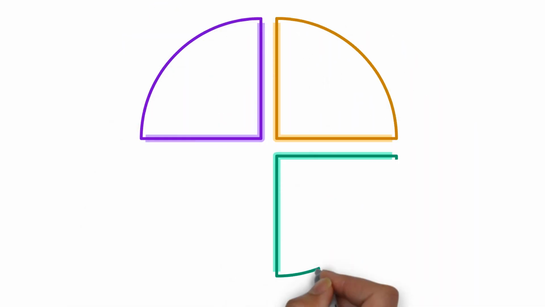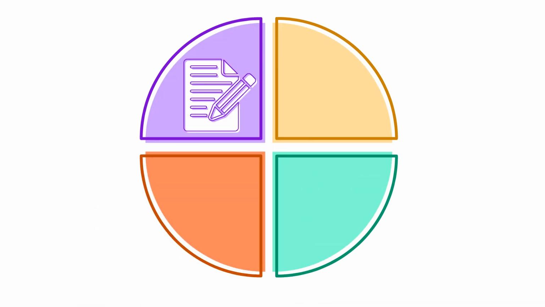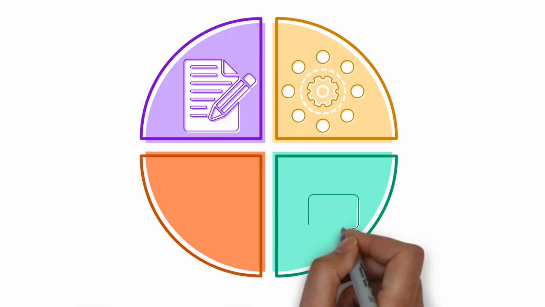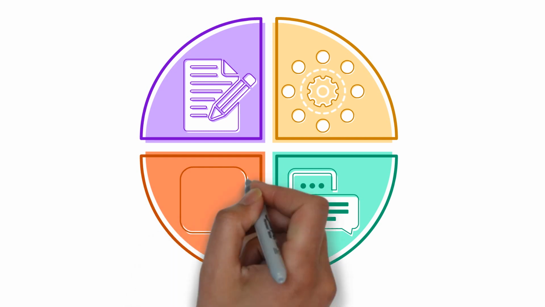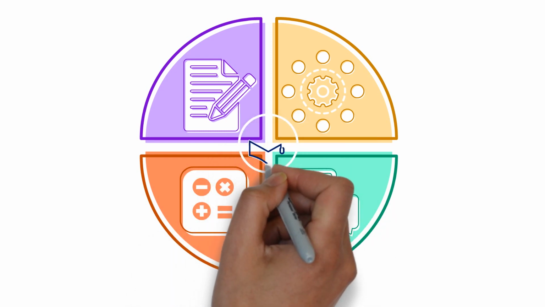GMAT consists of 4 sections, namely Analytical Writing Assessment, Integrated Reasoning, Verbal and Quantitative, assessing the skills you need to succeed in graduate management programs.